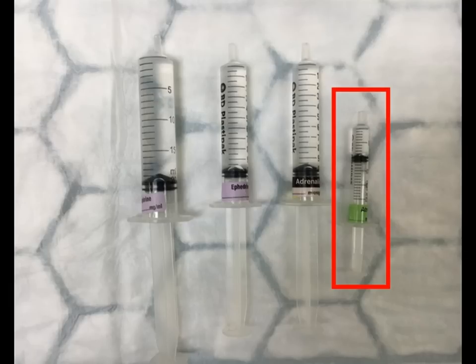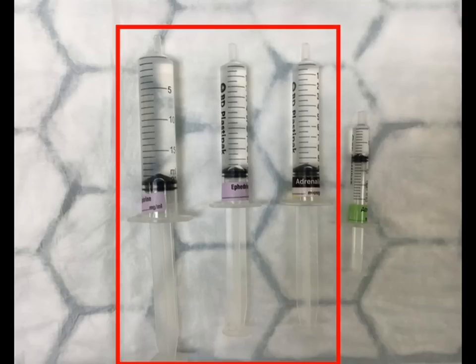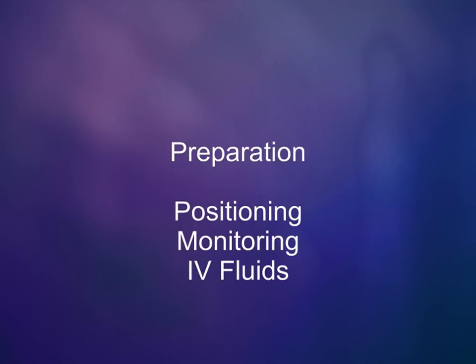Emergency drugs should also be available in case of patient compromise, including glycopyrrolate and atropine, vasoconstrictors such as ephedrine, phenylephrine or metaraminol, as well as adrenaline, available in the red emergency drug box in every theatre.